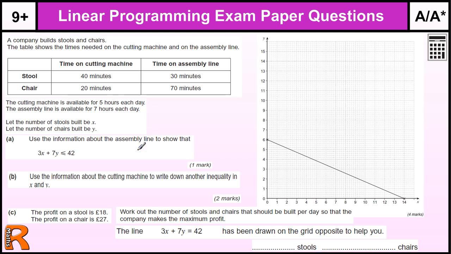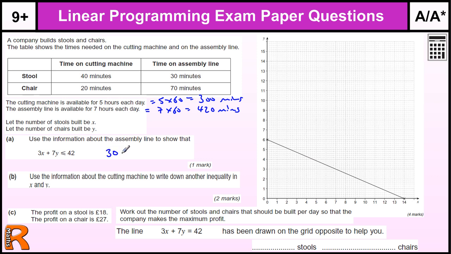So we need to do, because these are in minutes, we need to convert that 7 hours into minutes, which is going to be 420 minutes. Similarly for that, we will have to do that in a bit, so we'll do it now anyway, so it's going to be 300 minutes.